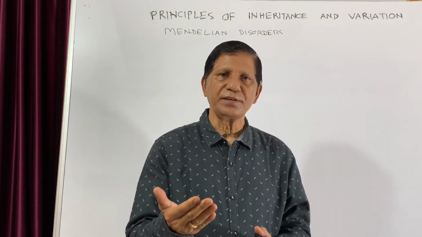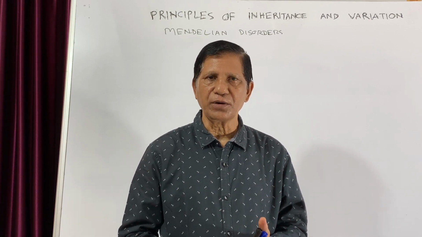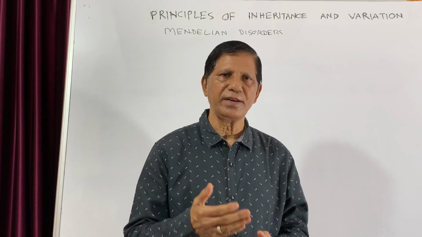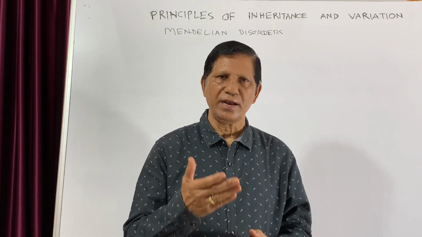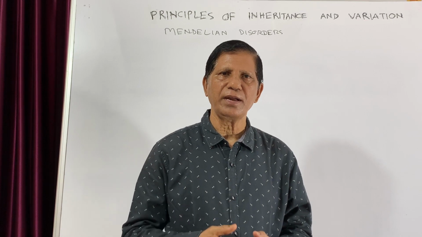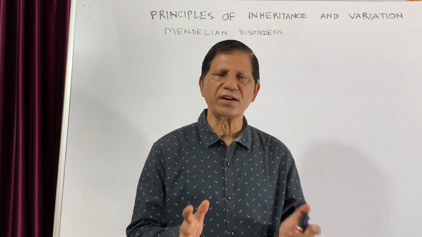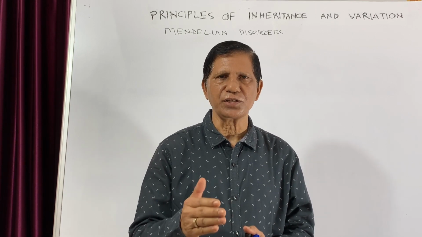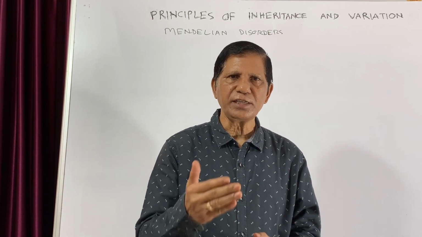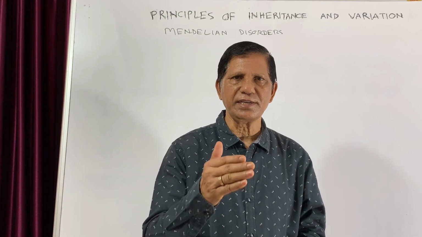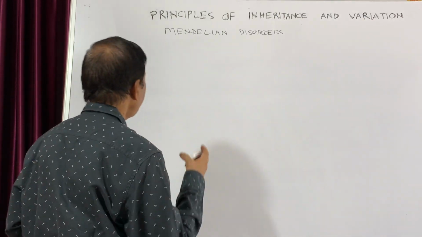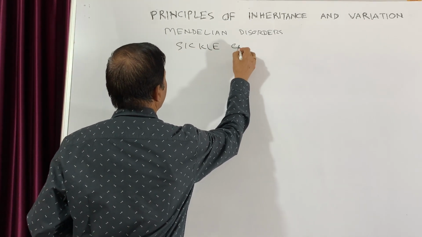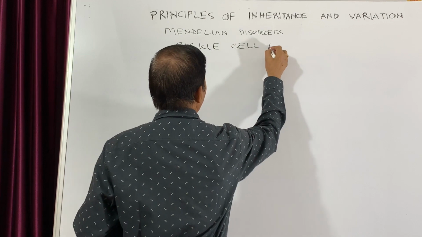The different Mendelian disorders include sickle cell anemia, hemophilia, color blindness, thalassemia, alkaptonuria, phenylketonuria, and albinism. All these come under the Mendelian disorders, and we will discuss them one after another. Today in this video, we will discuss sickle cell anemia.